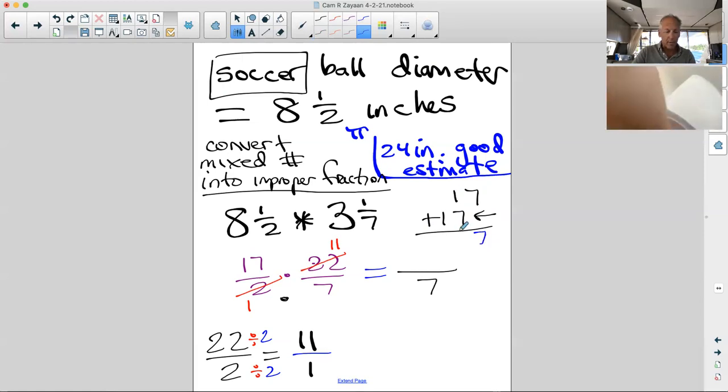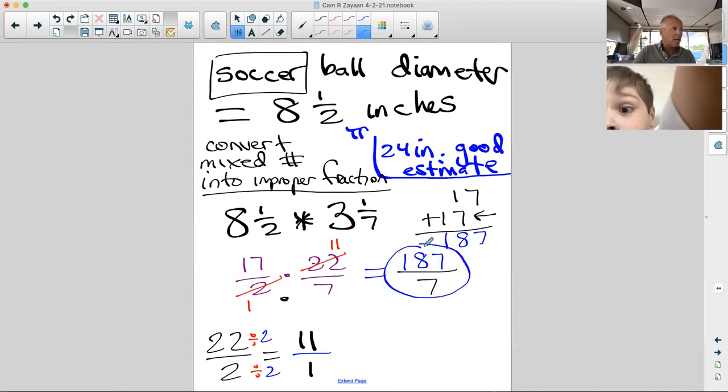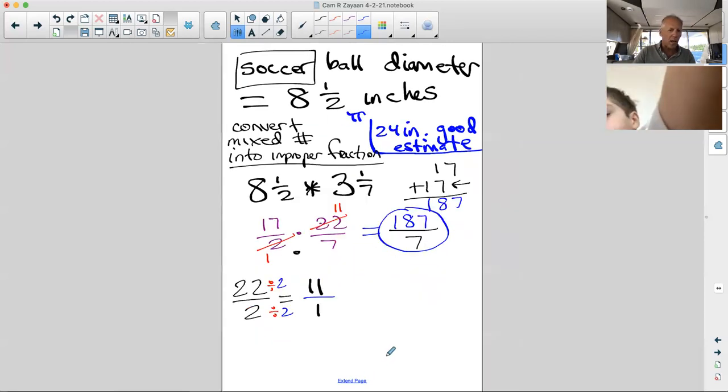1 plus 7 equals 8. And 187. Guess what? You just multiplied 8.5 times pi. And the answer is 187 sevenths.